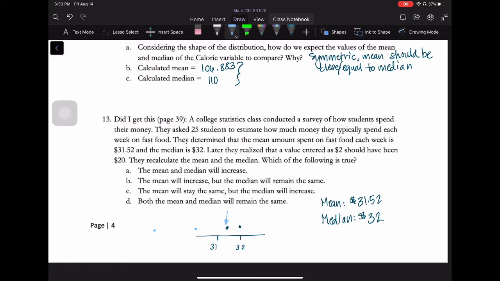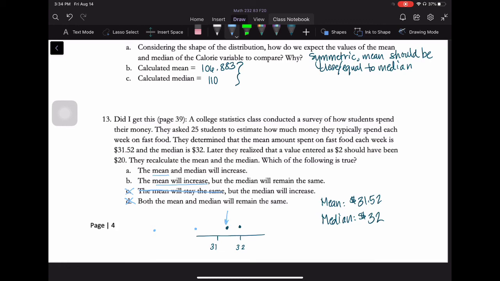So your mean is influenced by moving of values. So the mean is going to increase. That's true here. The mean will not stay the same. That means that C cannot be my answer. And it means that D cannot be my answer because the mean is not going to remain the same. So I'm between A and B now.